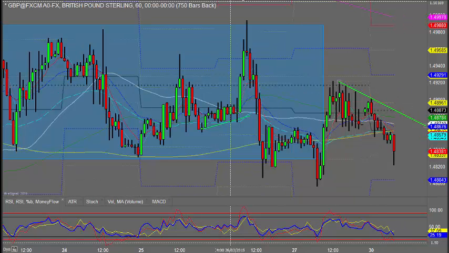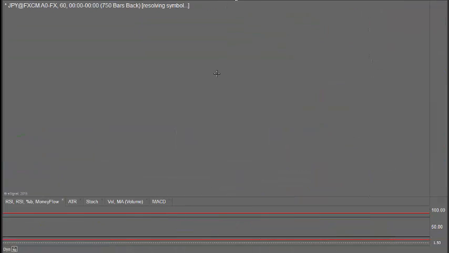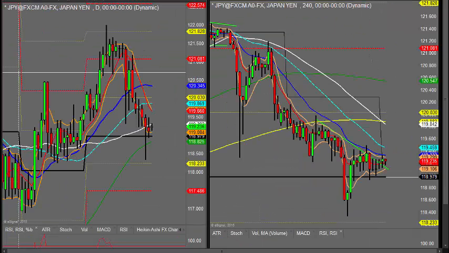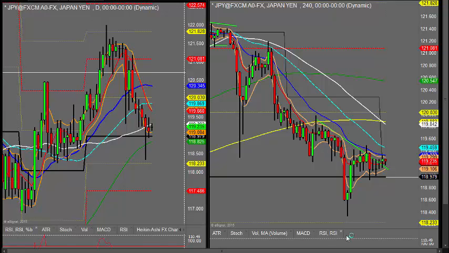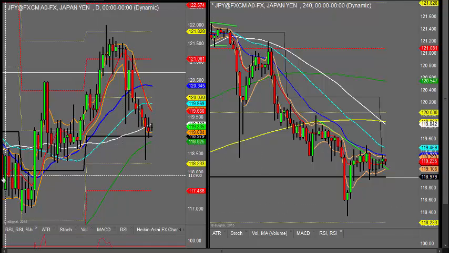Okay, that's cable. Looking then at the dollar yen. Now, there's no significant news coming out of the sorts today, so it could just be one of those quiet days, relatively quiet days, which just gets a bit of rumour coming into play.